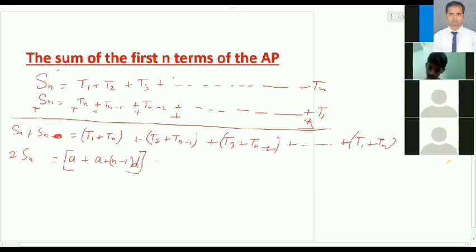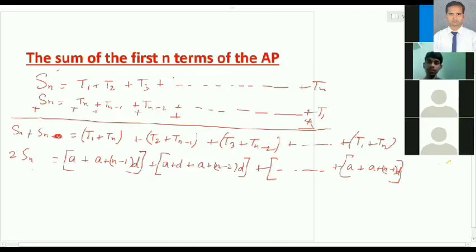This will be your first bracket. Plus the second bracket: if you write the T2 value, you will get A plus d. Plus Tn minus 1 will be A plus n minus 1 minus 1, which is n minus 2 into d. Plus, in the same way, the last will be T1, which is A plus n minus 1 into d.